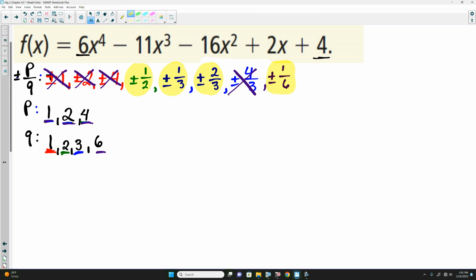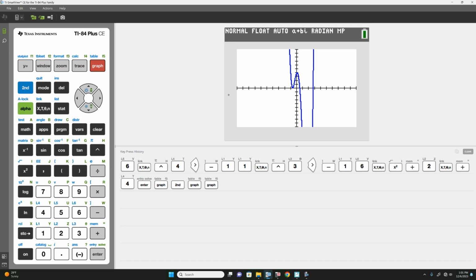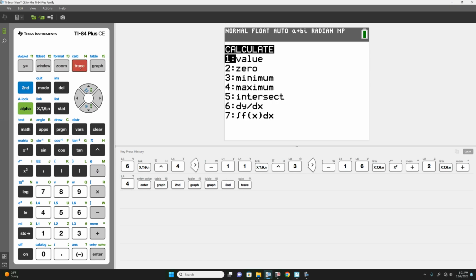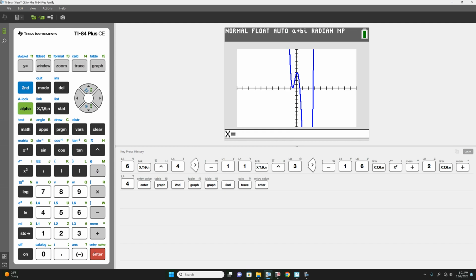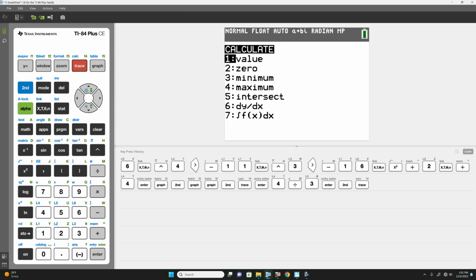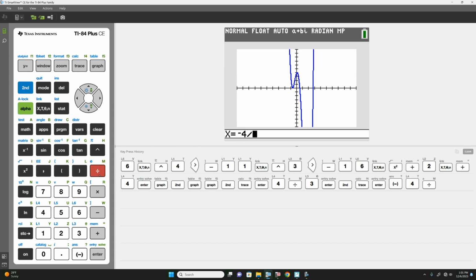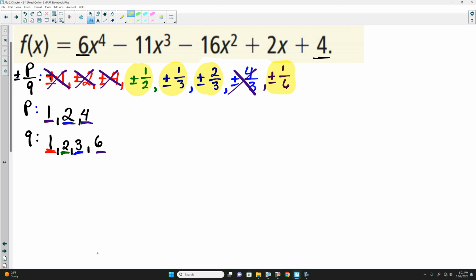And again, we're really just looking at where on the x-axis these lie. Now, as we saw yesterday, we could type this in: second trace, and the first one is value. The one we just eliminated was 4/3. If I evaluate it at 4/3, we do not get a y value of 0. Second trace, value, -4/3. That also does not give us a y value of 0, so those don't work. So we're left with these 8.